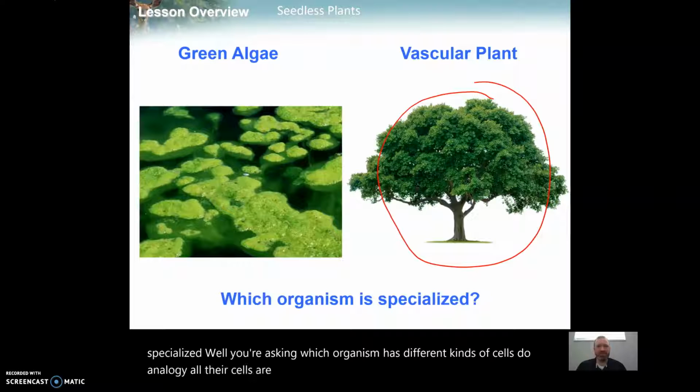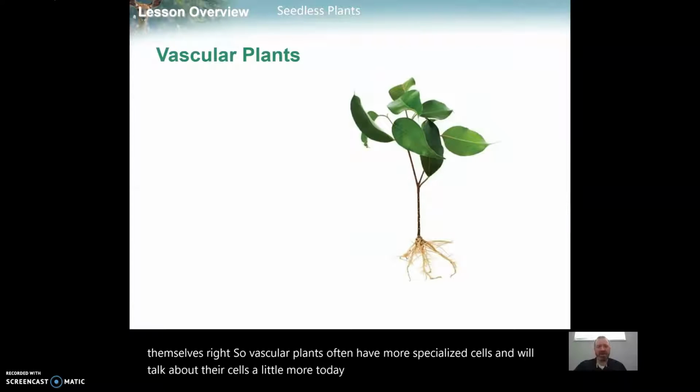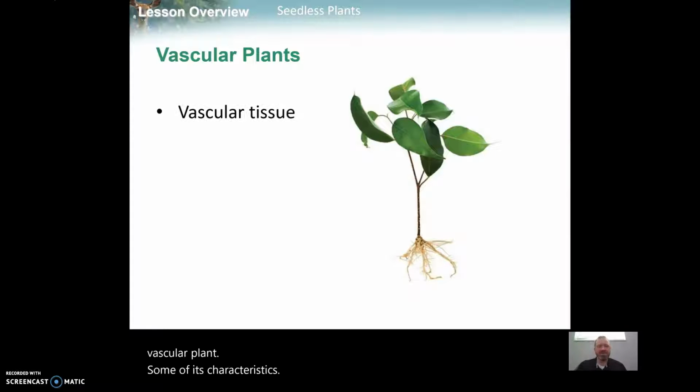In fact, we learned that they can copy themselves, right? So vascular plants often have more specialized cells. And we'll talk about their cells a little more today. But let's start by talking about a vascular plant and some of its characteristics. So vascular plants have what are called vascular tissue. A vascular tissue is a tissue that can be used to move material through it.